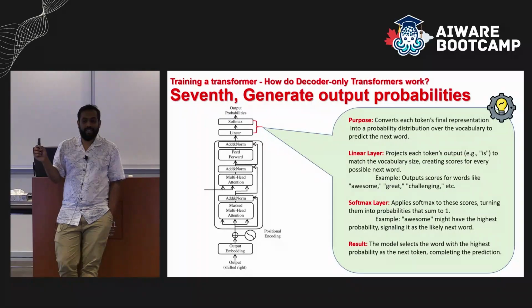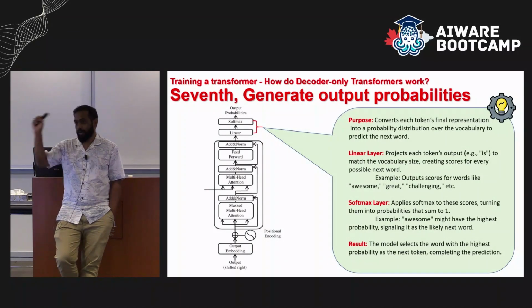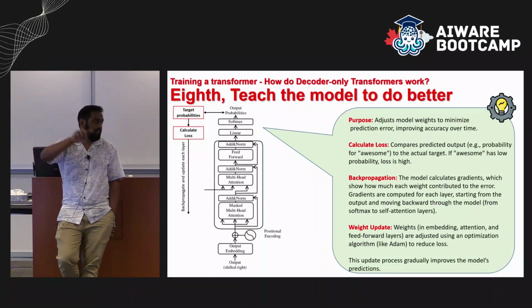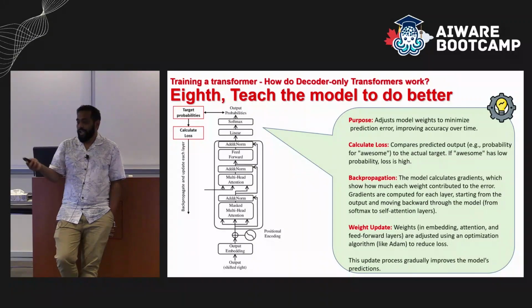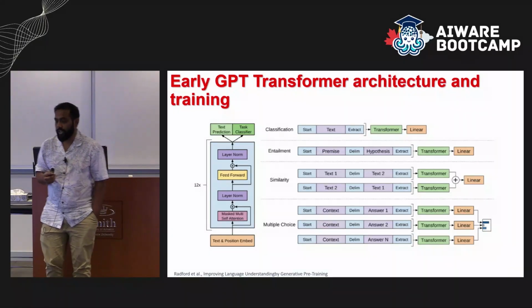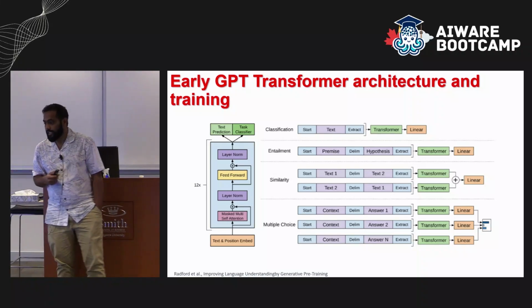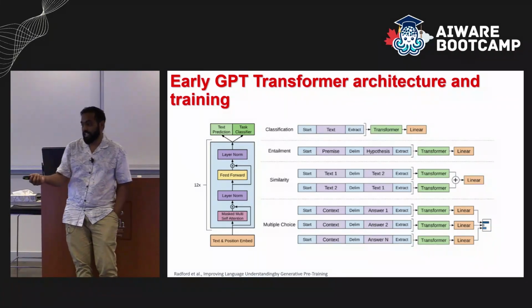A slight aside. During training, there is no sampling that happens. The final probability vector is what is used to calculate the loss. We compare the probabilities that we generated for all of the vocabulary against the ground truth probability, and we calculate a loss. And we backpropagate this loss to each of the layers, and we update the weights. So that is a very quick introduction to how a transformer is trained. And the early GPT was a transformer that was trained in a similar fashion for several tasks.